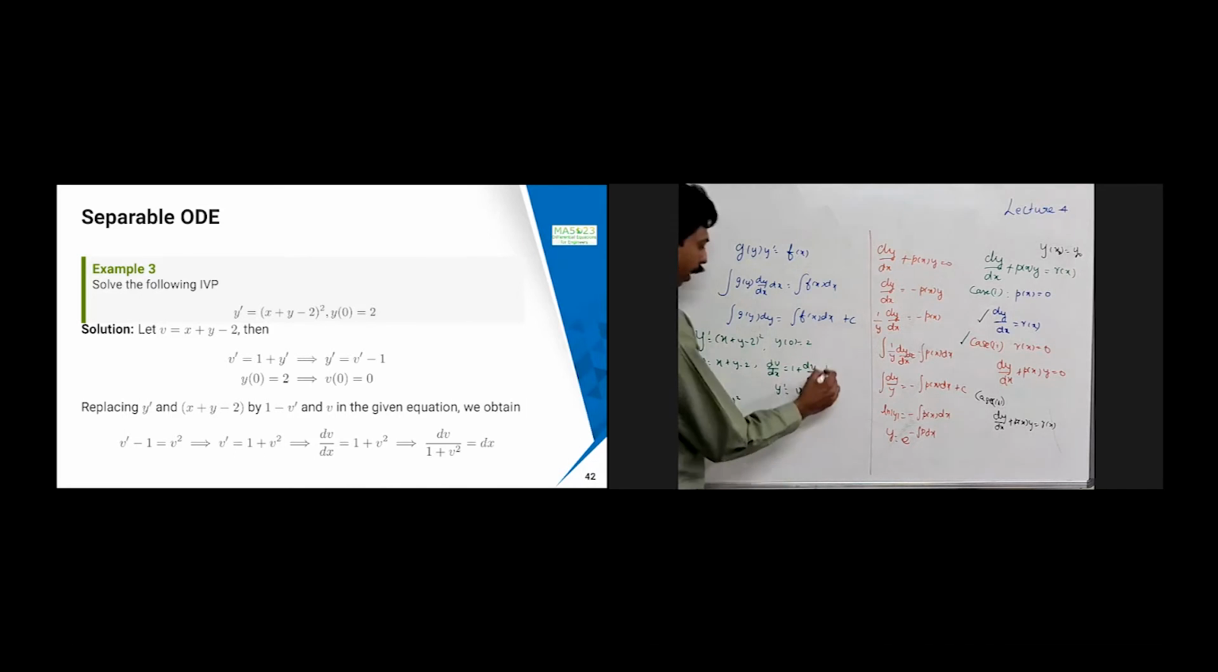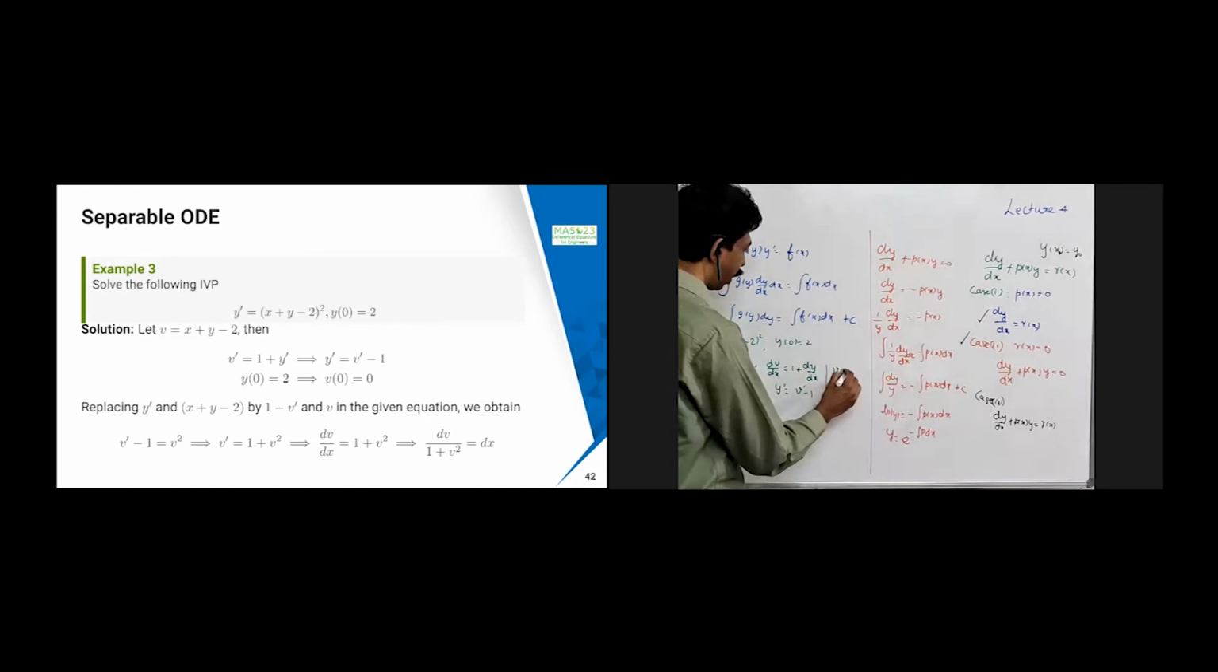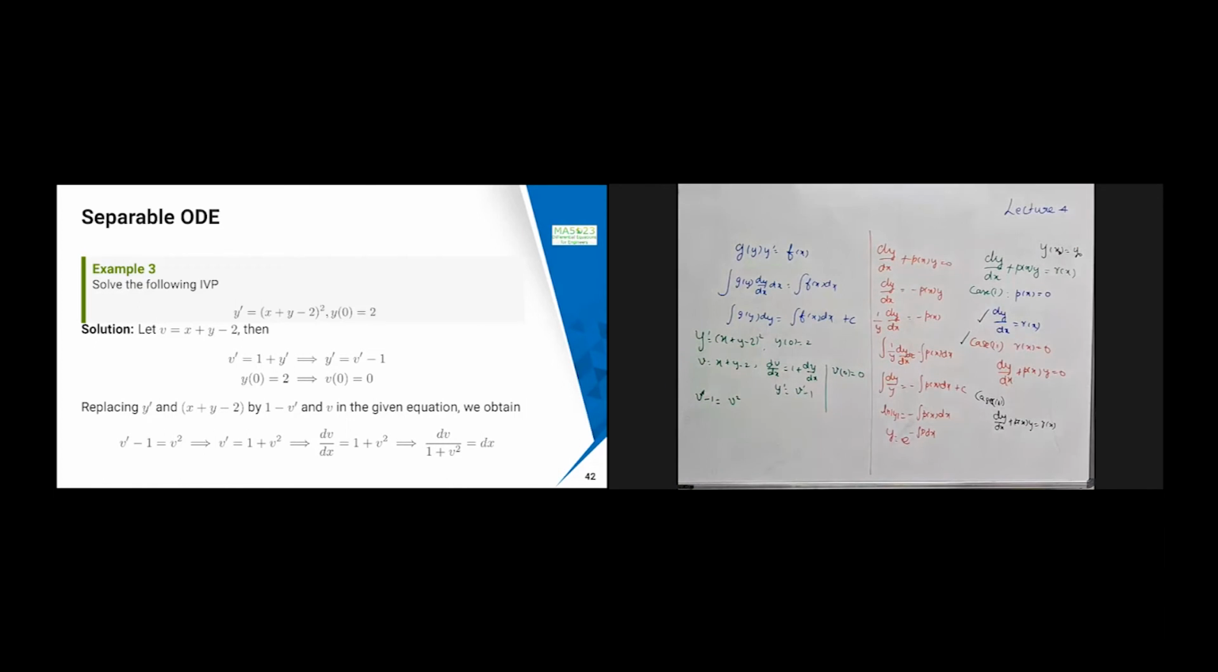Also, y of 0 equal to 2 is given. So if I substitute x equal to 0 and y equal to 2 over here, 0 and 2 minus 2 is going to cancel. Therefore v of 0 is going to become 0 plus 2 minus 2, that is going to become 0. So v of 0 is 0.